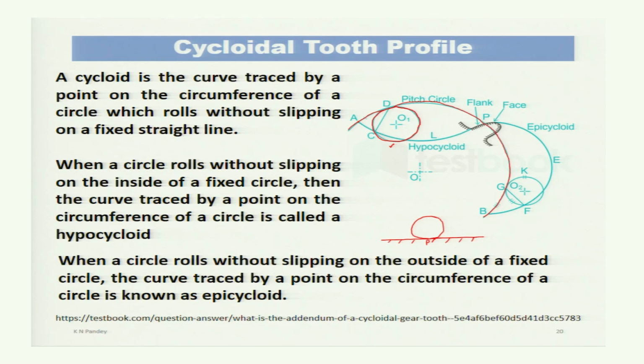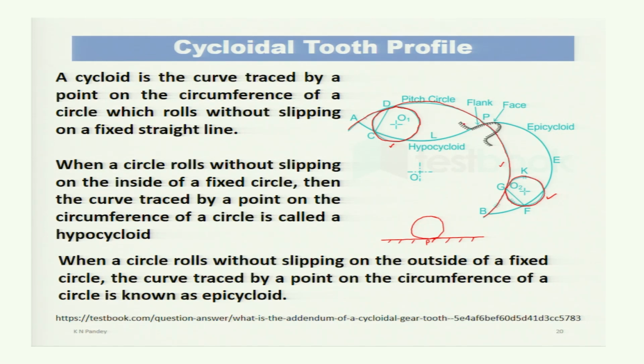Now, when a circle rolls without slipping on the outside of a fixed circle, and another circle is outside the fixed circle, when this outside circle rolls on the fixed circle without slipping, the curve traced by a point on the circumference of the outside circle is called the epicycloid.